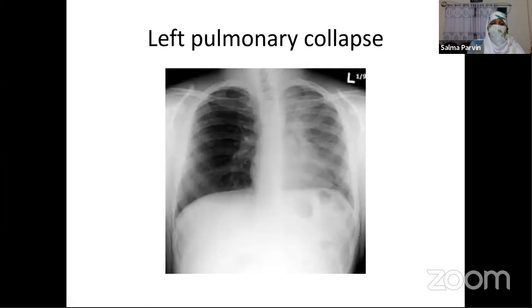The left pulmonary collapse. You see that this is a right lung here, and this is left lung here. The left lung has got some whitish, some increased density. This whitish terminology is expressed in radiology as increased density. So increased density areas are seen in the left lung, in all the zones really. There is a diffuse increased density.